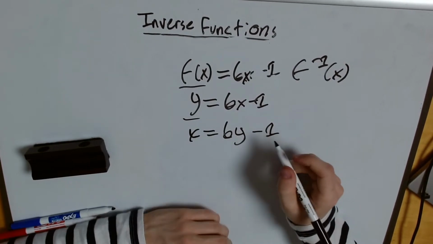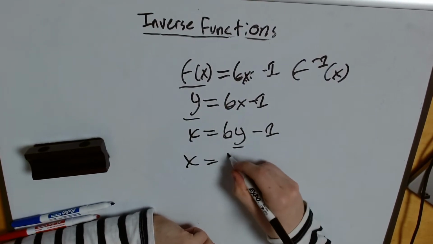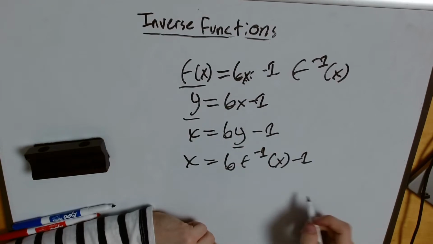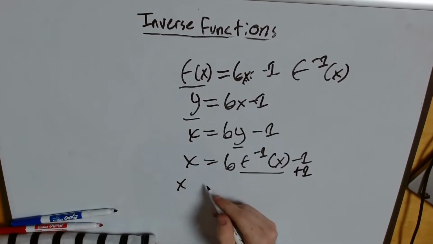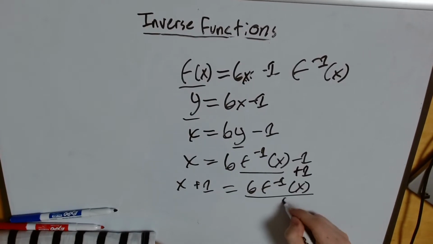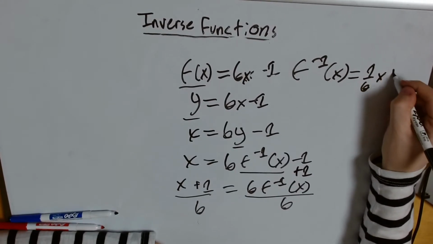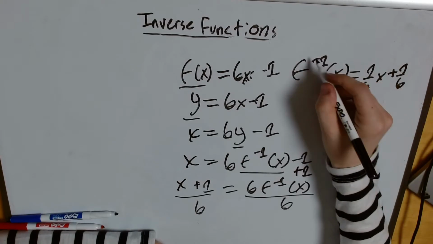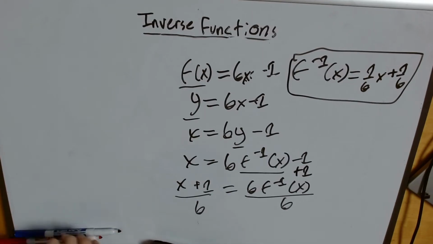And at this point, we've inversed this function. And since y is our output, another way to write this is f inverse of x equals... all we really have to do here is just isolate this variable, get it all by itself. So I can add 1 to both sides, and then divide by 6. And I'll be left with 1/6 x plus 1/6 equals this inverse. So I have successfully inversed my function.